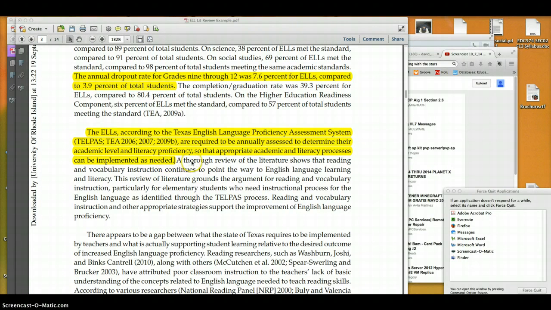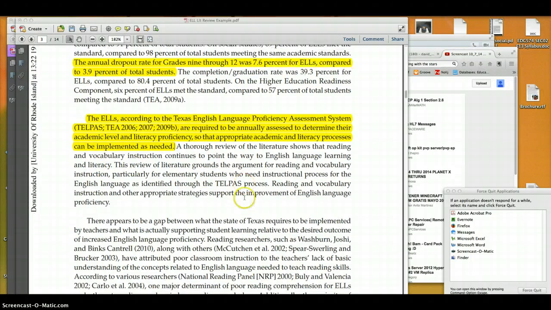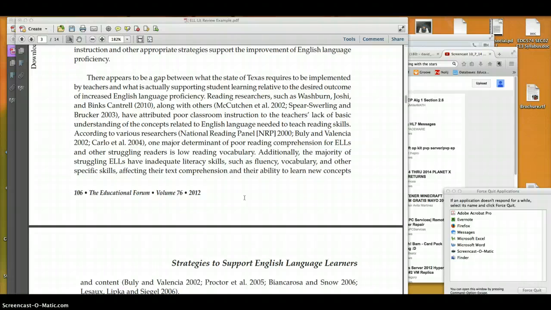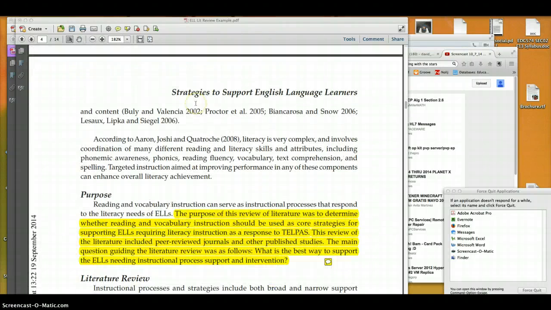So, continuing on, a thorough review of the literature shows that reading and vocabulary instruction continues to point the way to English language learning and literacy. So, it's starting to frame where this research is going to go, what they're looking to explore. Next paragraph talks about the gap. And then finally, we get to the purpose statement.